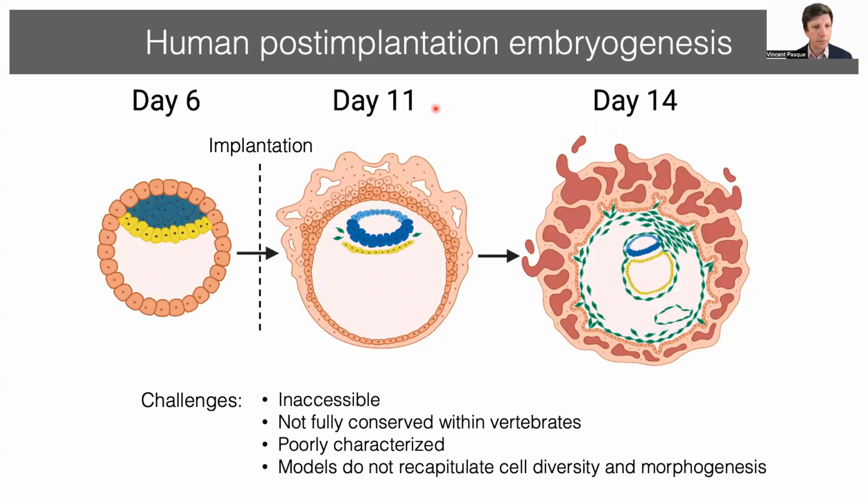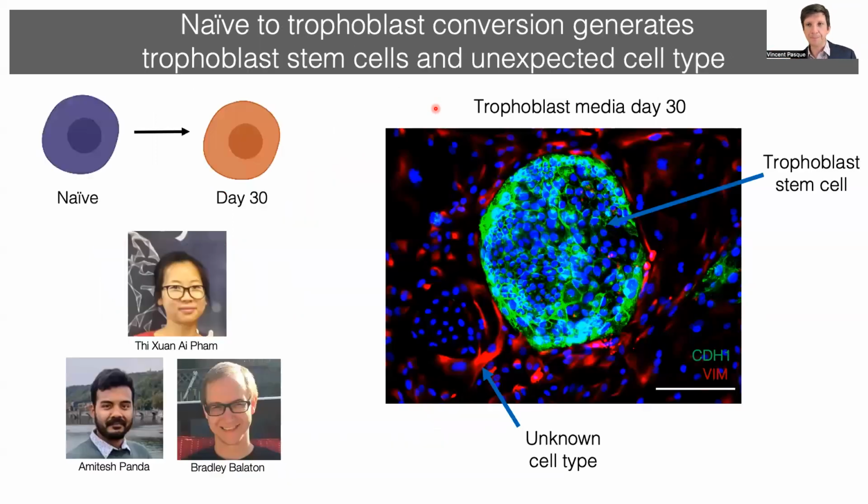It's not fully conserved with vertebrates. It's poorly characterized. The morphology of the embryo is very different from rodents. And the current models we have do not fully recapitulate cellular diversity and morphogenesis. And what I mean is that there are even cell types for which no in vitro model is available.